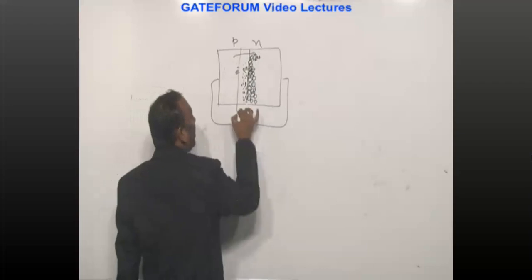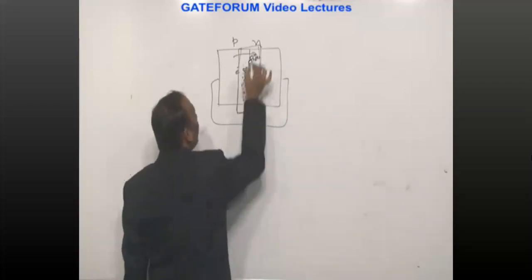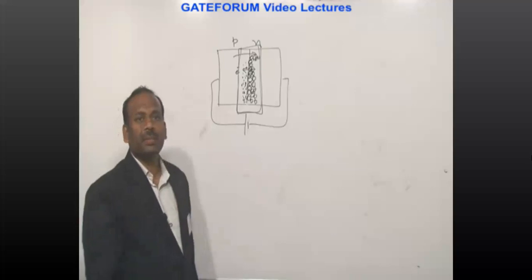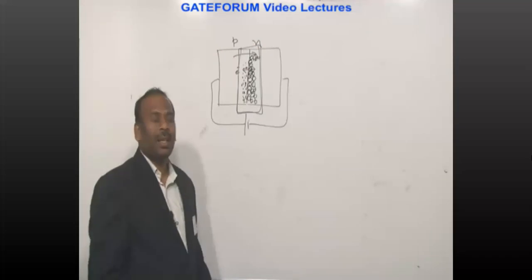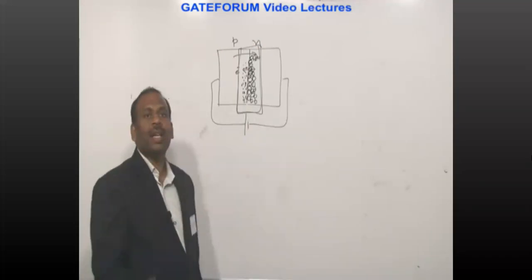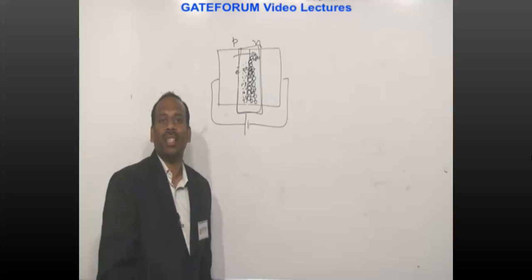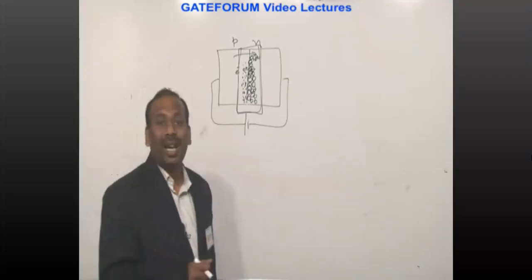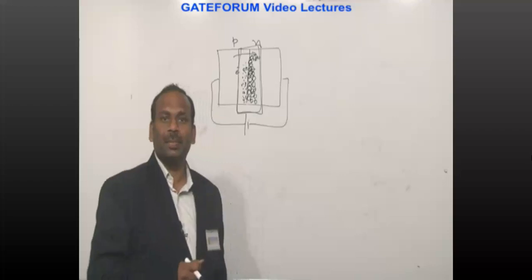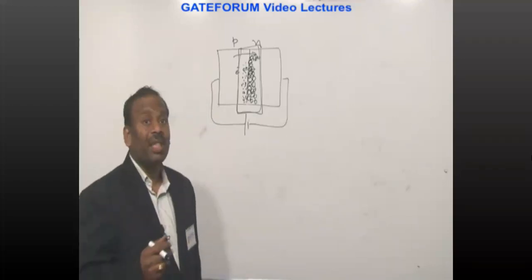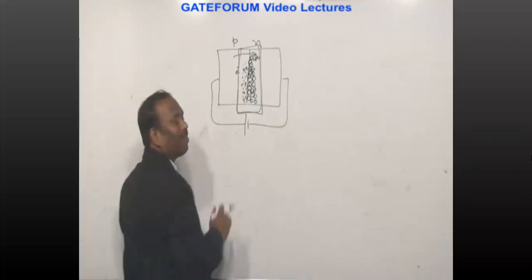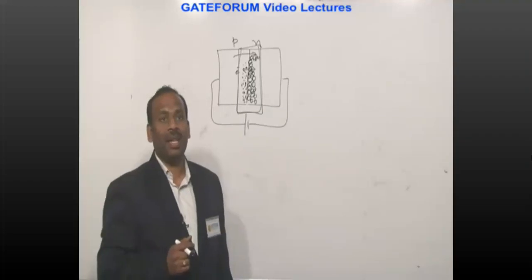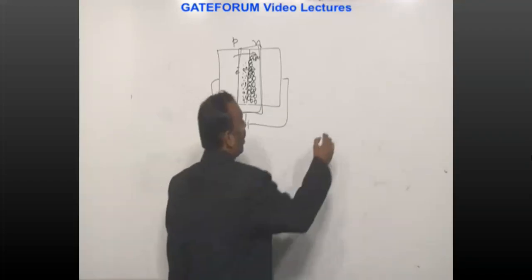See, in this region you are storing the positive charge, and here you are storing the negative charge. This area stores the charge. That's why there is a capacitance. Since it stores the charge carriers, it is called storage capacitance. Why it is called diffusion capacitance is because of the diffusion mechanism, they are crossing the junction. That's why it is called diffusion capacitance. This is under forward bias condition.